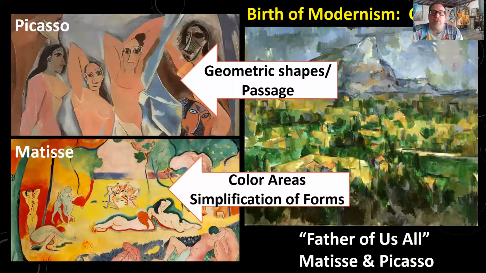And so Cézanne influences both the Cubists in Picasso, as well as the Fauvists and Matisse. For Picasso, he's going to take the geometric shapes and the idea of objects blending into one another, this idea called passage. And Matisse is going to take those blocks of color and the simplification of form for an expressionist movement. And basically what Picasso and Matisse both said about Cézanne is that he is the father of us all. And here's Cézanne's name up here, just so you can see it spelled out. Cézanne. So the father of us all in terms of modernism.